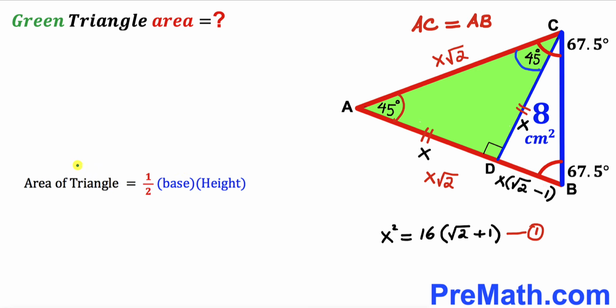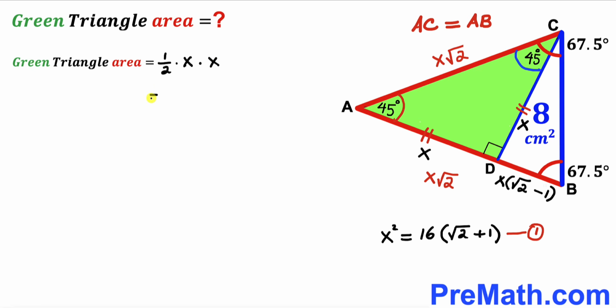And now let's recall once again the area of a triangle formula. Area is always equal to a half times the base and the height of the triangle. And in our case, the base of this green triangle is x, and likewise the height is x as well. So therefore the area of this green triangle is going to be a half times our base x times the height x as well. And that is going to be equal to a half times x squared.